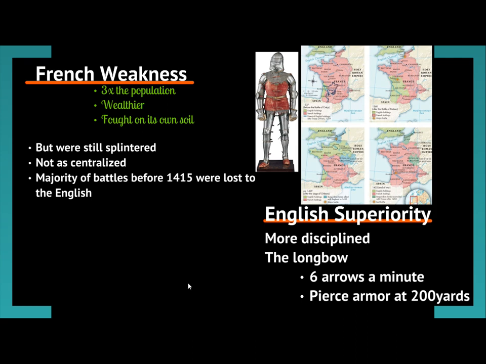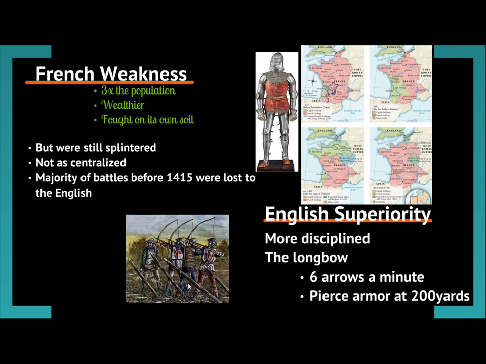So French, unfortunately for them, they've got a lot of weaknesses. They have 3 times the population. They are wealthier, but they're going to fight the war on their own soil. So they're going to start to splinter in the beginning. They're not as centralized, meaning they're not as organized. So the majority of battles before 1415 are going to be lost to the English.